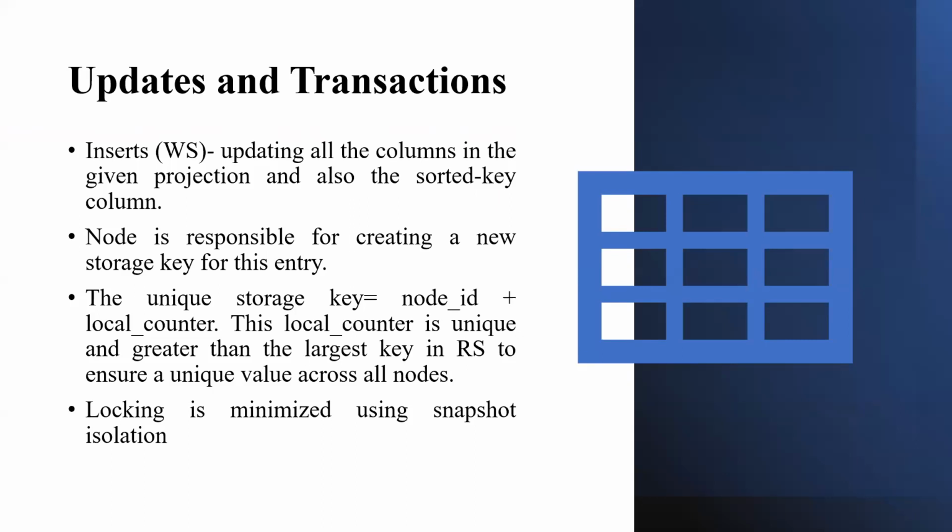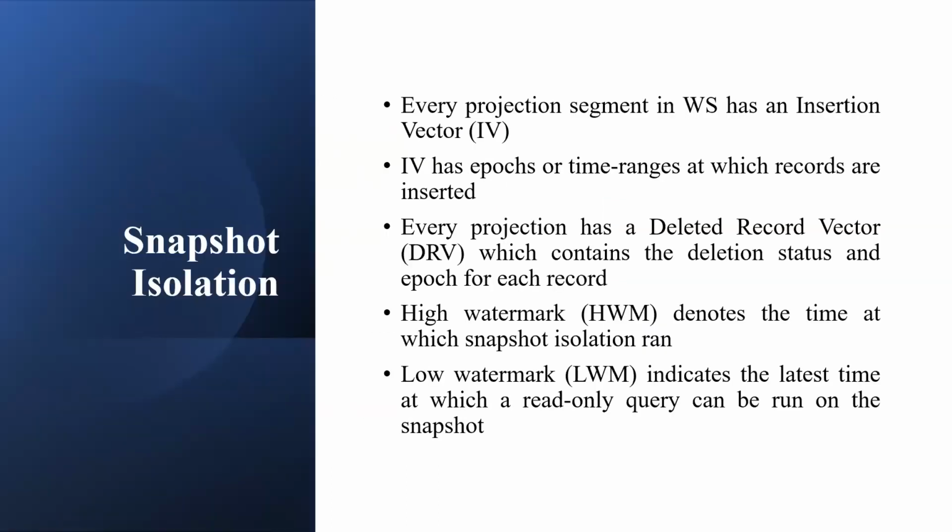So coming to the updates and transactions in the C-Store, a node is responsible for creating a new storage key for the entry. It is given a unique storage key, which is a combination of node ID and the local counter. So locking is minimized using snapshot isolation. So coming to what is snapshot isolation, as said earlier, it stores in projections.